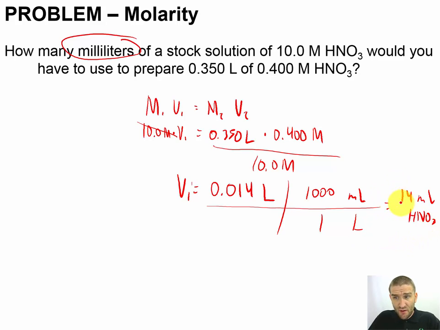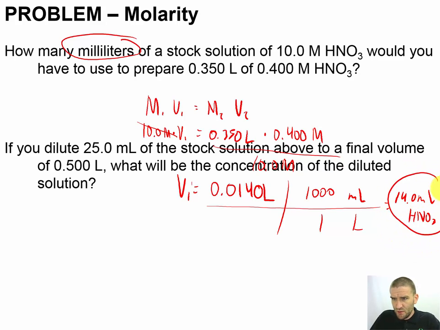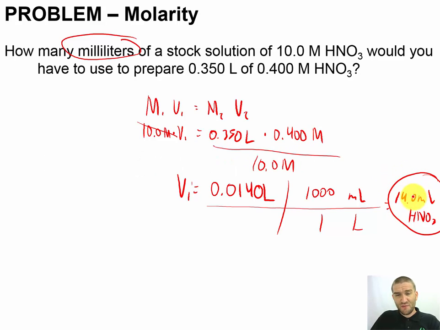Now let's make sure that we have appropriate sig figs. I have 2 sig figs here. Let's come back up here. So I have 3 sig figs here, 3 here, and 3 here. So that piece should have had 3 sig figs. So let's go ahead and put a 0 in to correct those sig figs. This is an exact relationship, so I need to update this to be 14.0 milliliters of HNO3. There, as my final answer for this piece.